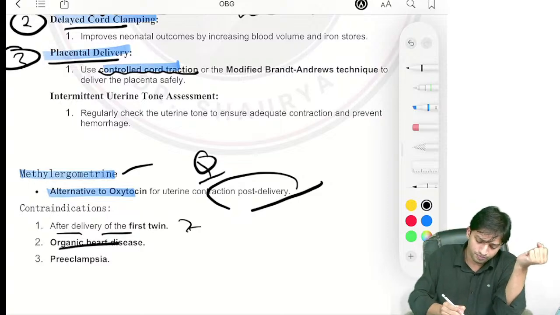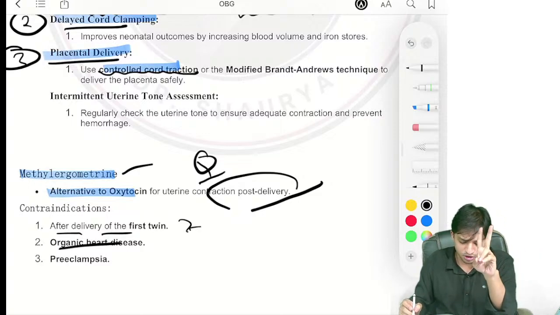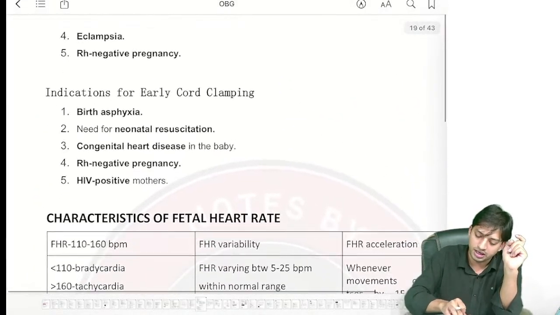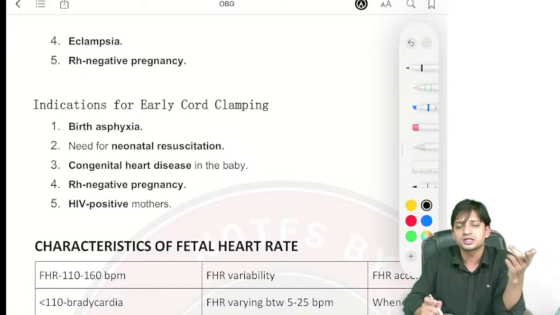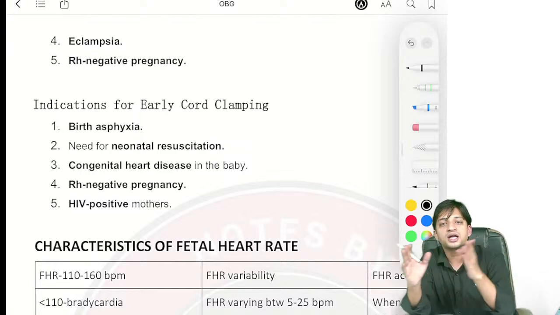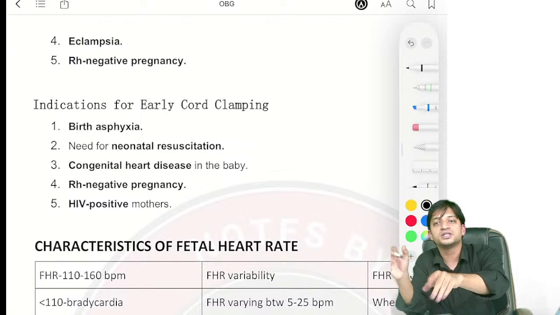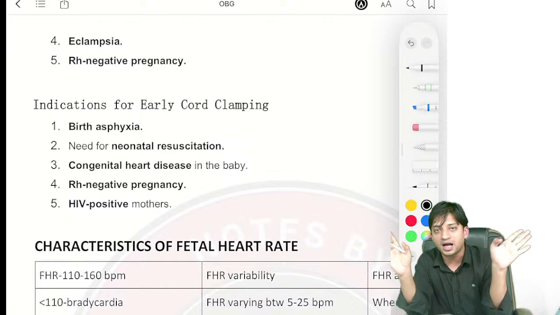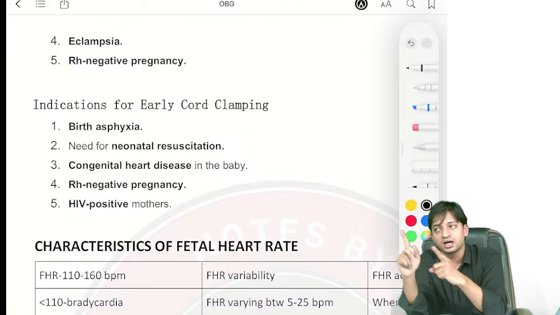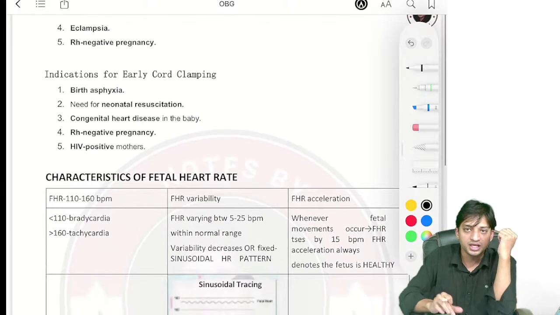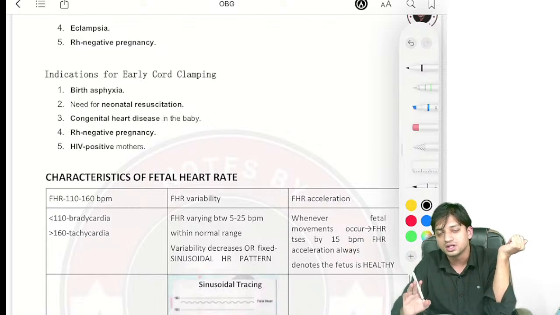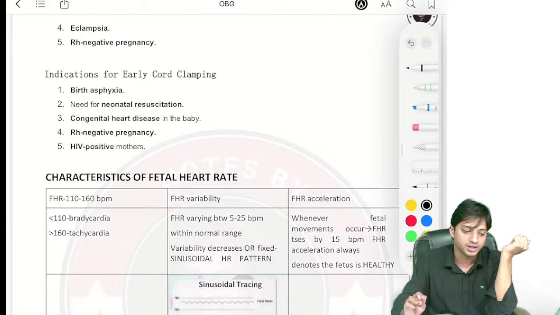Yeah. Now if organic heart disease is there, you cannot give methyl ergometrine, right? Preeclampsia cases also, you cannot give methyl ergometrine. These are the contraindications. If preeclampsia is a contraindication, eclampsia naturally becomes another contraindication. You know, preeclampsia and eclampsia are the same thing, except eclampsia has a history of convulsions and seizures. The rest of the features are the same. In preeclampsia, as soon as you get a history of convulsions and seizures, it becomes eclampsia. Very good. So if preeclampsia is a contraindication for methyl ergometrine, eclampsia automatically becomes a contraindication for methyl ergometrine, right?